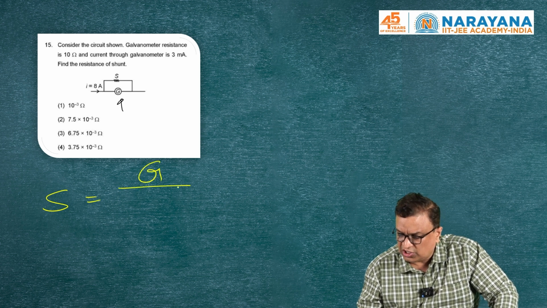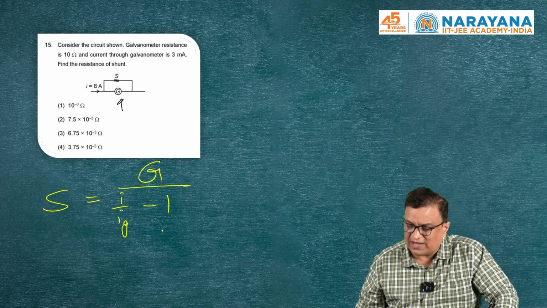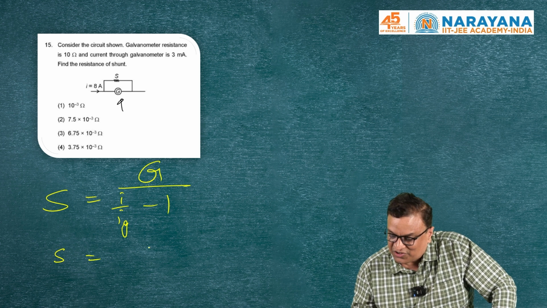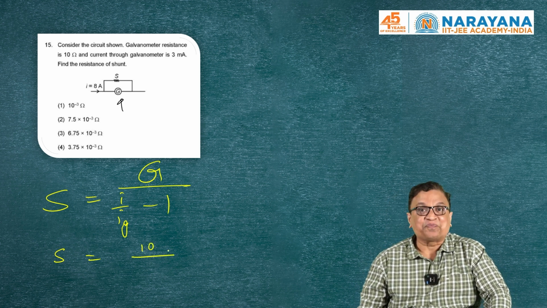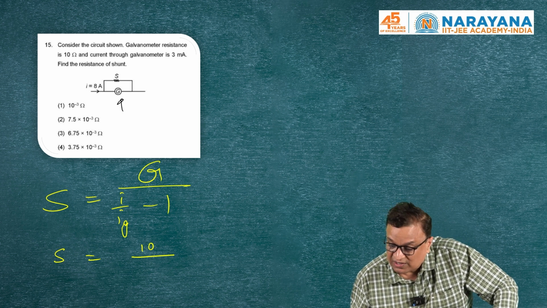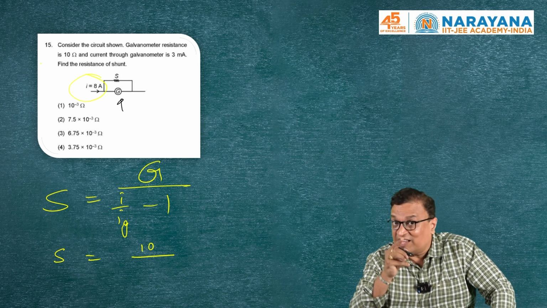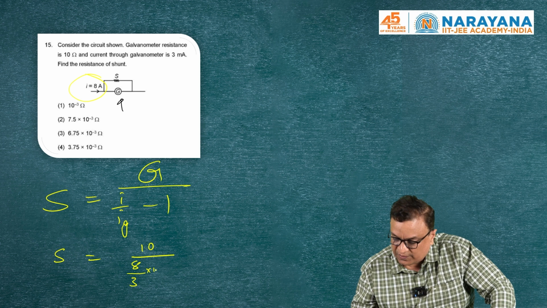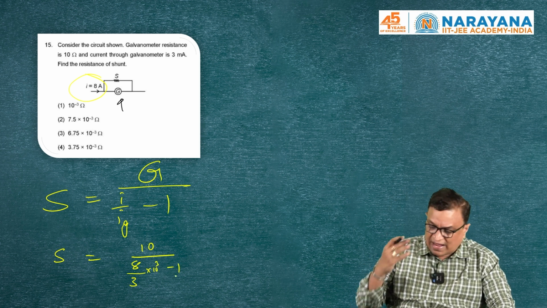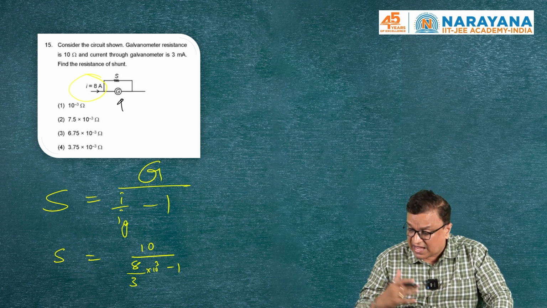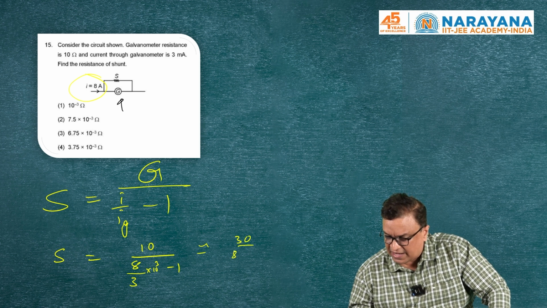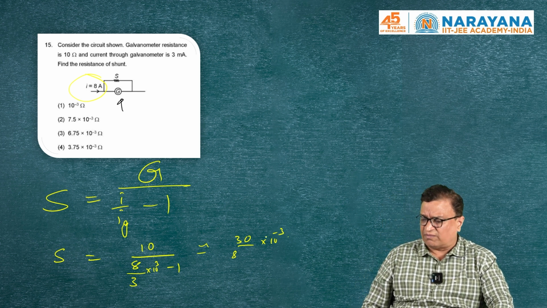S is G by (I by Ig minus 1). You want the shunt resistance, right? G is 10 ohm, I is how much? 8. Did you see that in the diagram? 8 milli by 3 milli, which means 3 into 10 power 3 minus 1. But when I have done this question in various different sources, I had different answers. But this is approximately 30 by 8 into 10 power minus 3. You can estimate the answer from there, right?